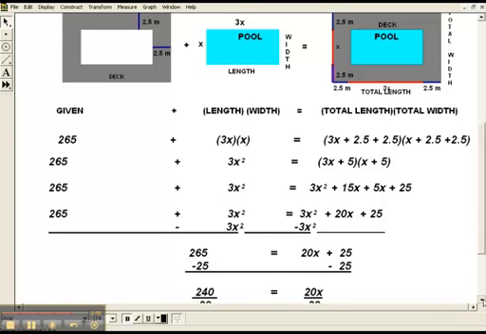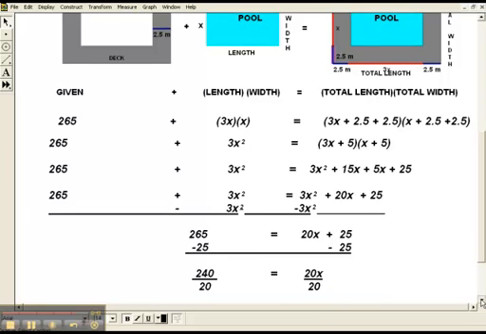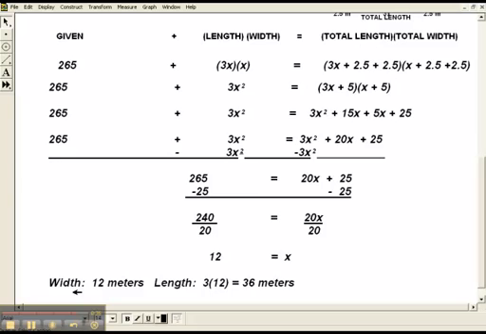Finally, I'm going to divide both sides by 20 to isolate the x. 20 divided by 20 is 1x. 240 divided by 20 is 12. So x equals 12. x represented the width of my swimming pool. So the width is going to be 12 meters. The length was 3 times the width, or 3 times 12, is 36 meters.